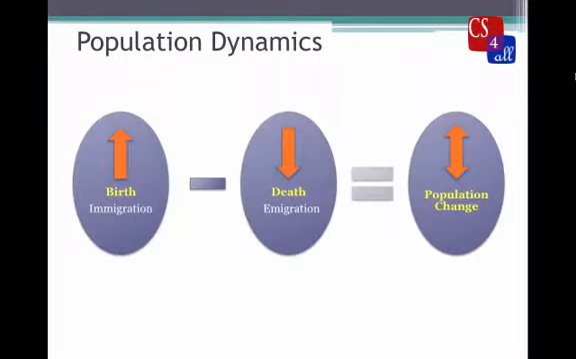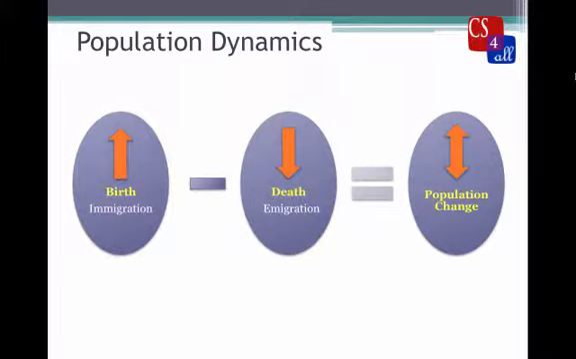Population dynamics, or population change, is only affected by four things. Two cause the population to increase: birth and immigration. Immigration is when creatures, or the agents, move into an area. And two things cause populations to decrease: death or emigration, when creatures or agents move out of an area.